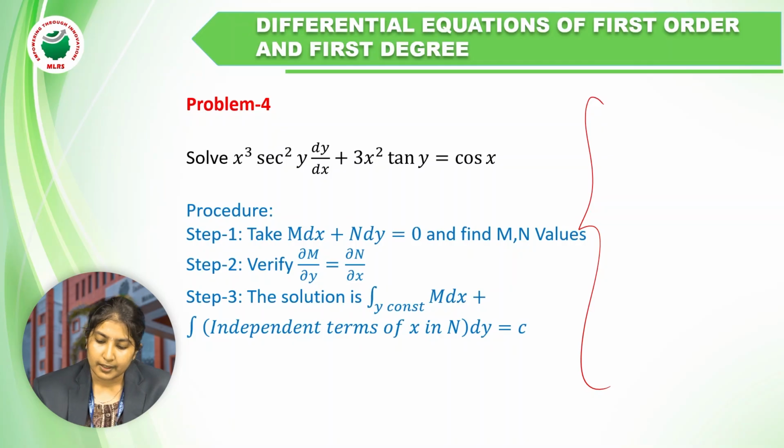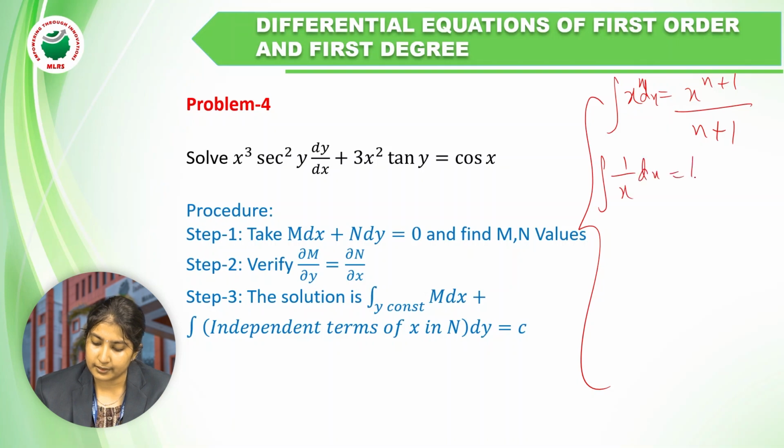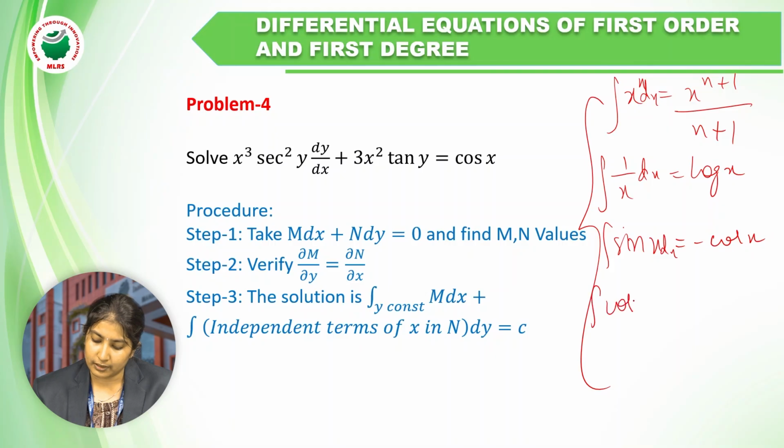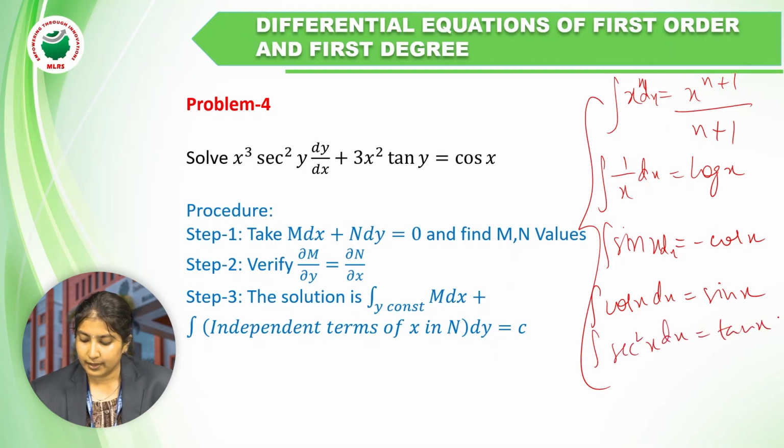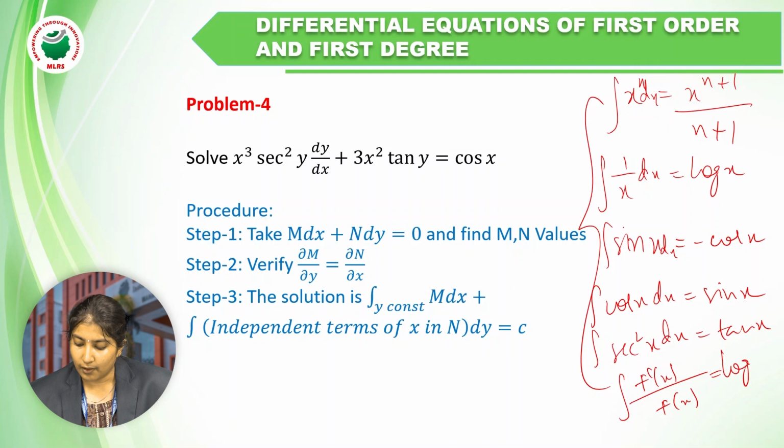See, first, integration of x power n is x power n plus 1 by n plus 1. Next, integration of 1 by x into dx is log x. Everything will have a constant when we are doing integration. That is mandatory, right? Next, integration of sin x is minus cos x. Next, integration of cos x is sin x. Next, integration of secant square x is tan x. Next, integration of f dash of x by f of x is log f of x.